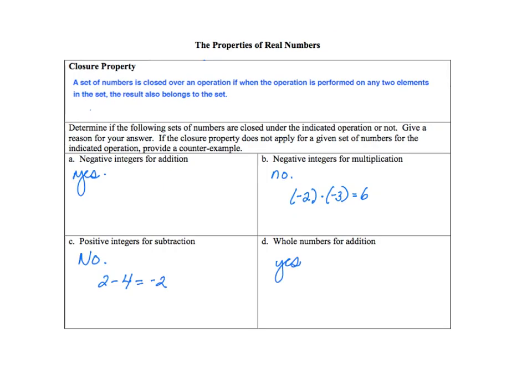So, positive integers for subtraction is not closed. My counterexample was 2 minus 4 equals negative 2. So I took two positive numbers. Those positive numbers were 2 and 4. I subtracted them, and I got a negative number, which is not in the set of positive integers, so it is not closed. However, whole numbers for addition is closed.